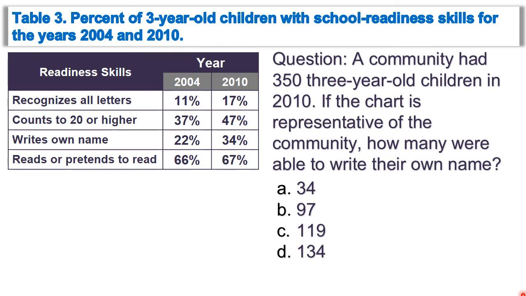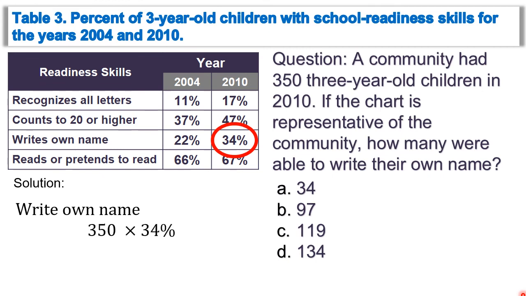Okay, let us discuss if we have the same answer. So our solution is, we are going to consider the 34 and the 350. So writes own name has 34%. So 350 times 34% can also be written as 350 times 34 over 100. Okay. So multiply, we have 119. Okay, the correct answer is letter C. Did you get it right?